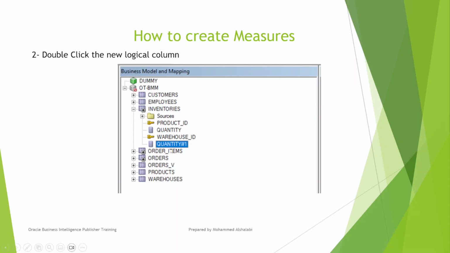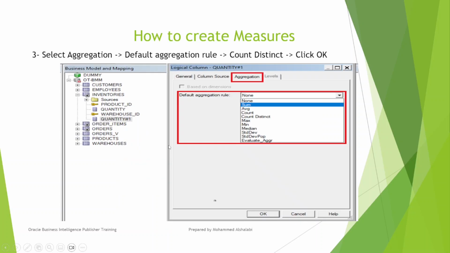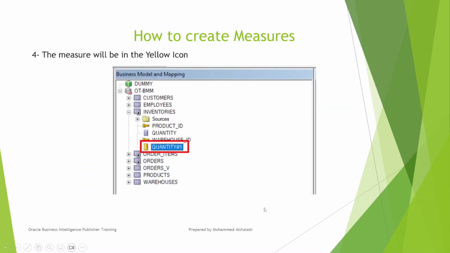Double click the new logical column. This is called logical columns. In the physical layer we call them physical columns. After double clicking the column, move to the aggregation tab. Here you have the default aggregation rule. You have sum, average, count, count distinct, maximum, minimum, and so on. Select the required aggregation rule and click on OK.